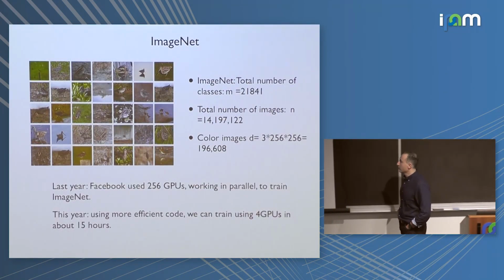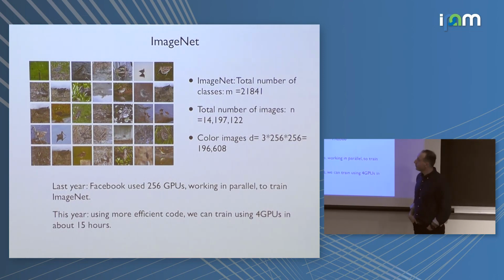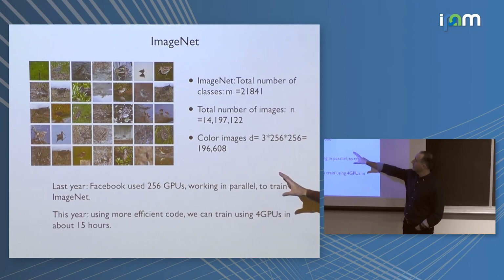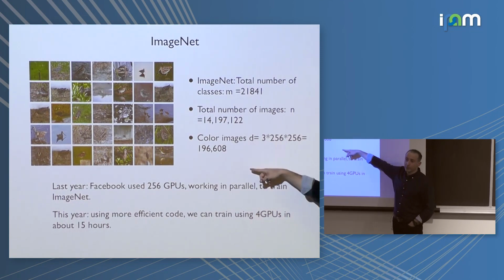The one that's sort of the main one we study now, which is big, is ImageNet. This is just a tiny subclass of ImageNet with some birds in it, but there are 20,000 different classes, and there are 14 million images, and the dimension of most of them is 256 squared times 3 color channels, so about 200,000.